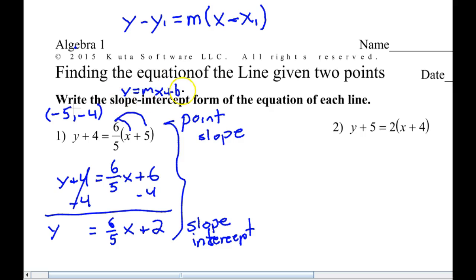And you've got to read the directions. It says write in slope-intercept form. We have to know what we need to write it as: y equals mx plus b. We like the point-slope form because if we don't know what the y-intercept is, we can just use any point that we know is on the line. But then we can convert it into slope-intercept form, something we're able to graph.